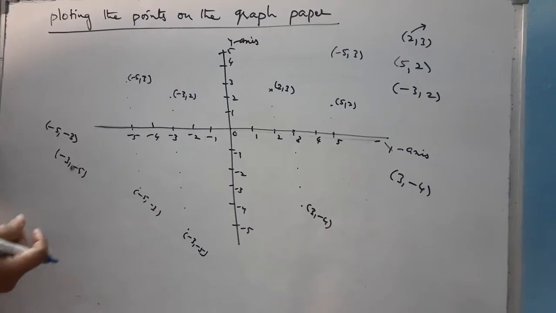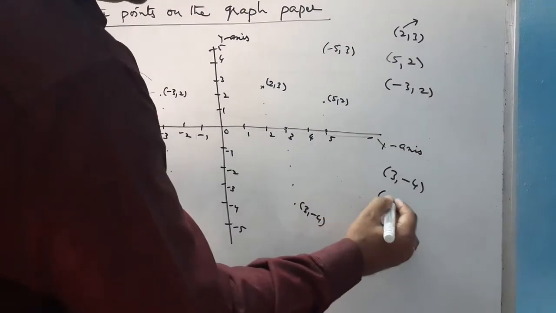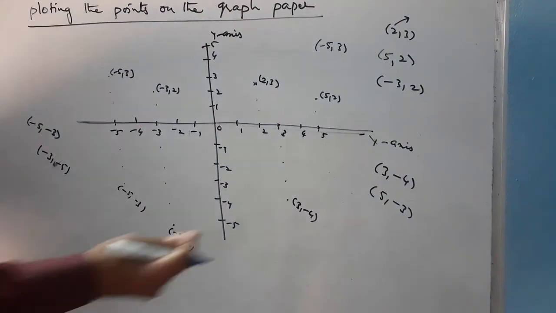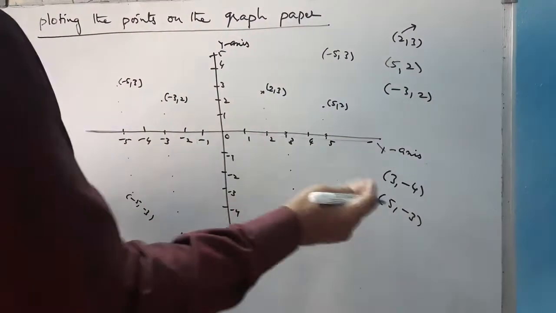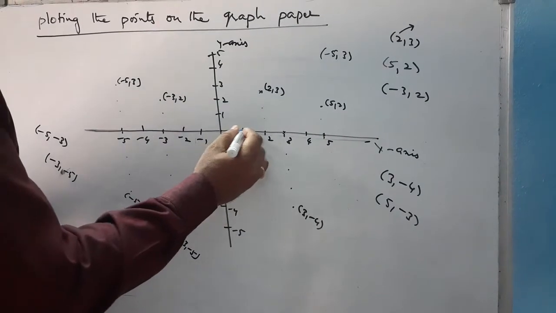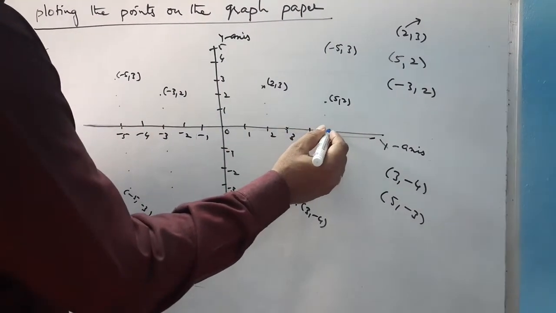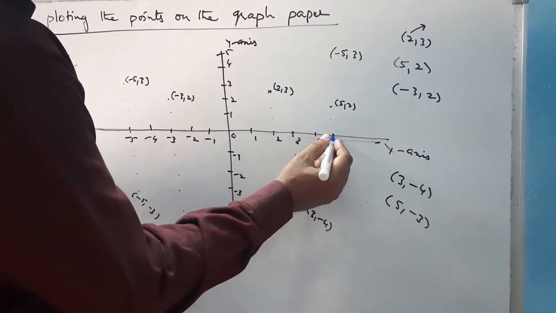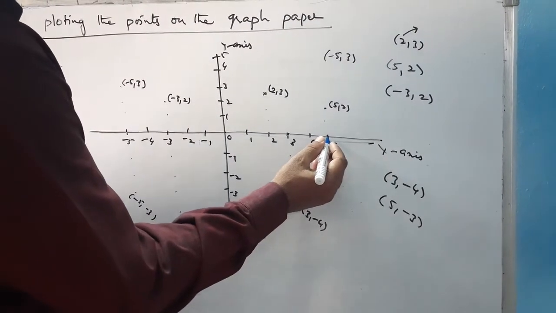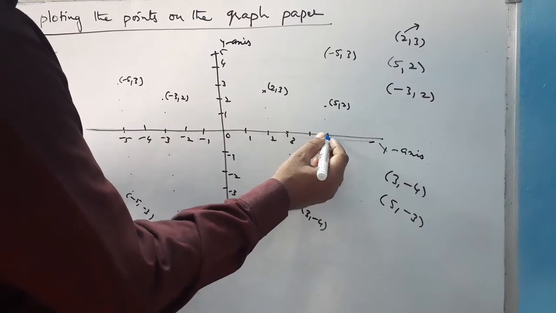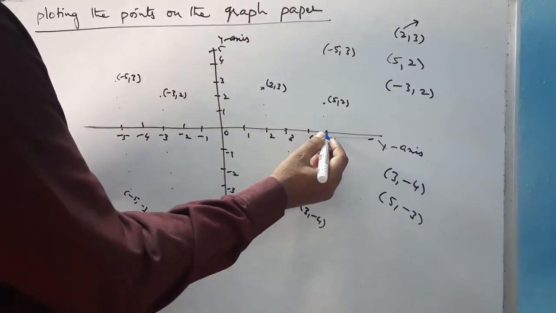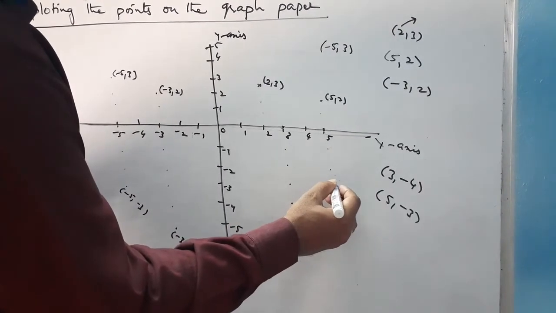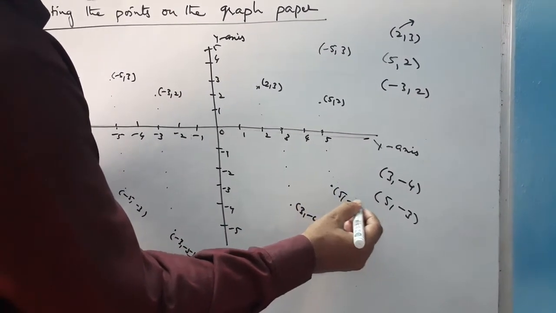I am taking another example. 5 comma minus 3. So here 5 on the x-axis, 5 units on the x-axis: 1, 2, 3, 4, 5. So 5. And what is the y coordinate? The y coordinate is minus 3. So it is negative. Negative means we have to move downside 3 units. So 1, 2 and 3. This is known as 5 comma minus 3.